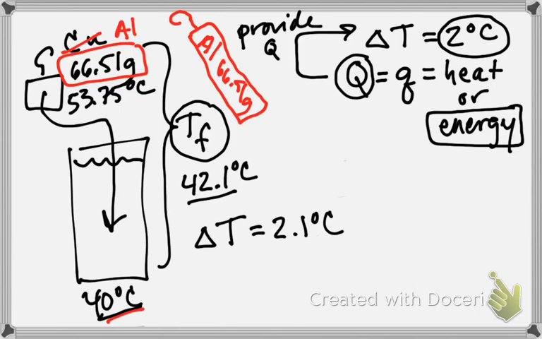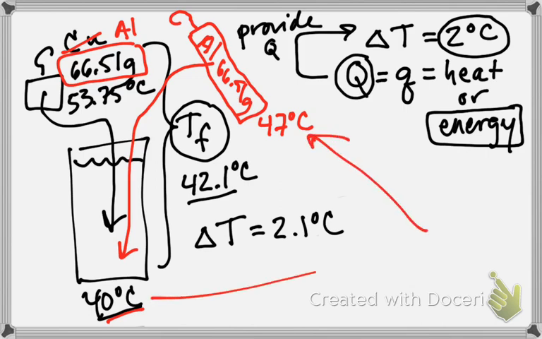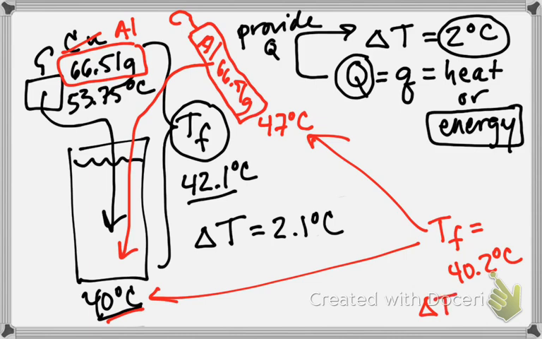So that's one thing that we have to think about. So there is a difference here. But in both cases, I'm going to add 66.51 grams of metal. But in the case of the aluminum, it's going to go in at 47 degrees Celsius. All right, so if I dunk that into my 40 degrees Celsius water, here's my 47, here's my 40. The final temperature, I think on that one was like 40.2 degrees Celsius. So still pretty close, change in temp of 2.2 degrees Celsius.